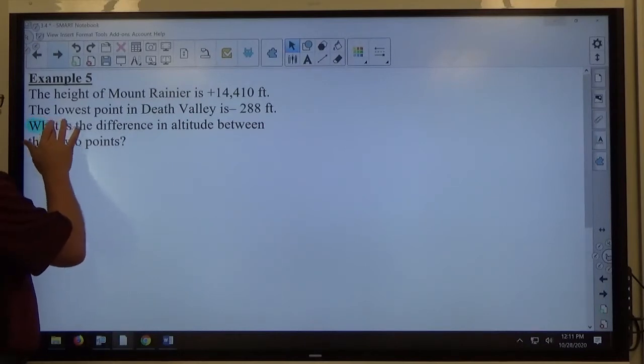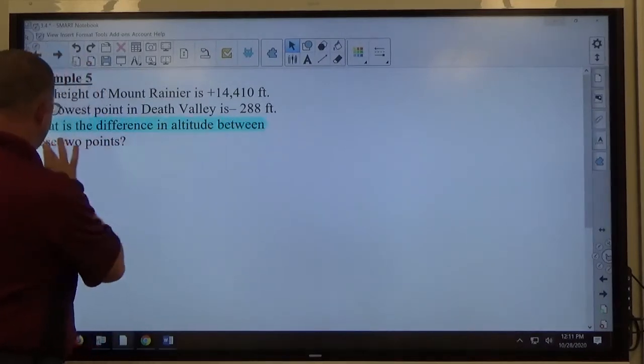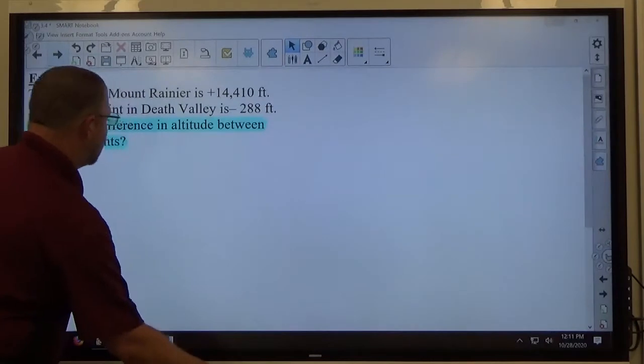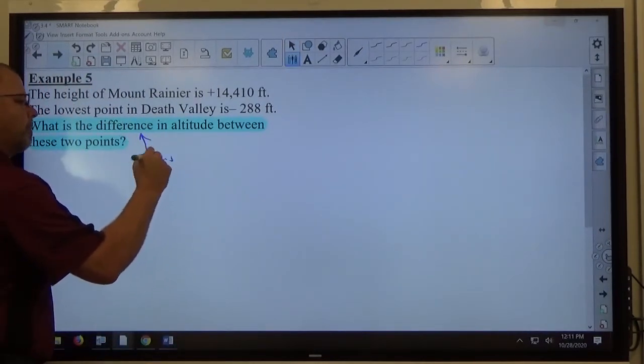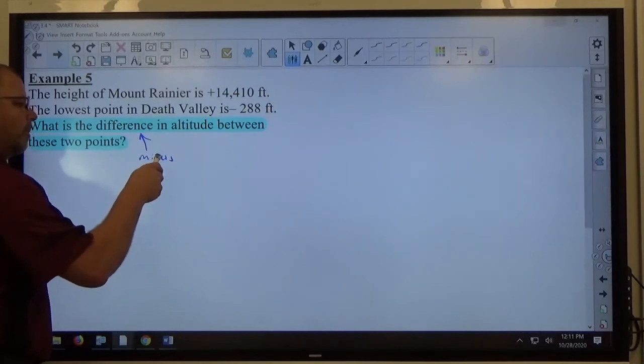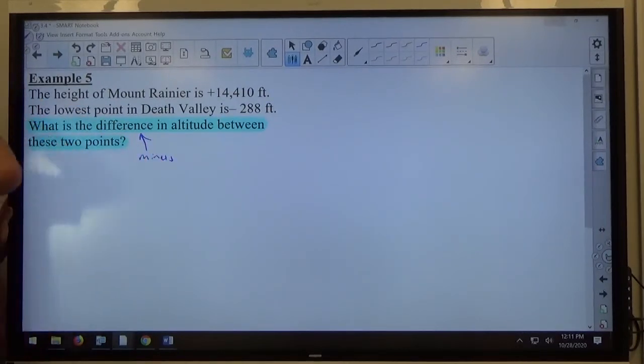So look at the words here. The word difference means minus. All right? So if I'm looking at this problem and I want a difference in altitude, I'm going to take the bigger number minus the smaller number. That's what I usually do. So which number is bigger, positive 14,410 or negative 288?